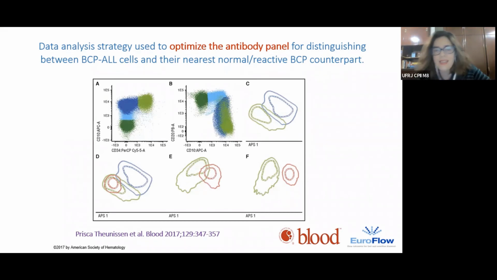So in this work from Prisca, from the whole EuroFlow, we used this strategy to build the BCP ALL panel for MRD detection, in 2017, that we have used in the lab and many centers around the world are using. And this panel had several rounds. Each round was evaluated with this strategy until all cases could be identified with the final panel.